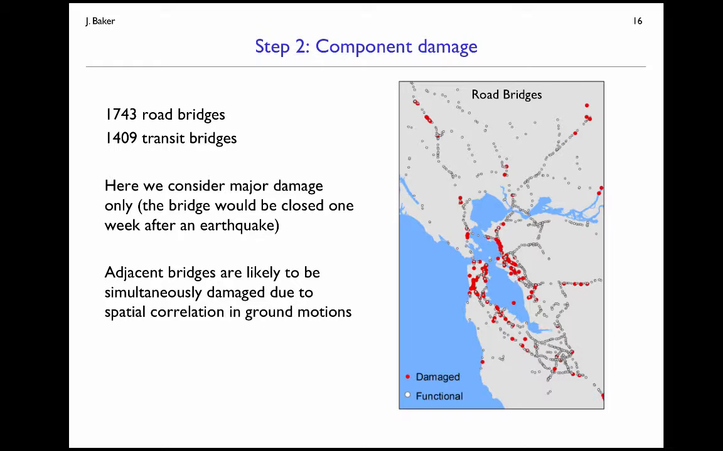And then we face an issue here of what's the purpose of our analysis. Through discussions with our collaborators at the transit agencies and at the California Department of Transportation, it was suggested that we would have informative results if we could predict performance of the network 1 week after an earthquake.